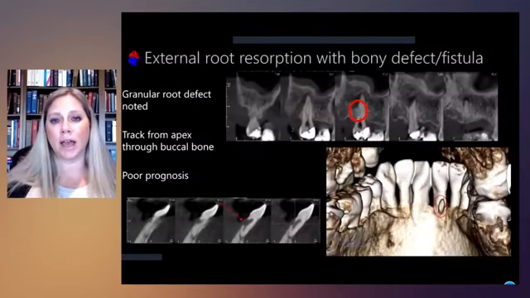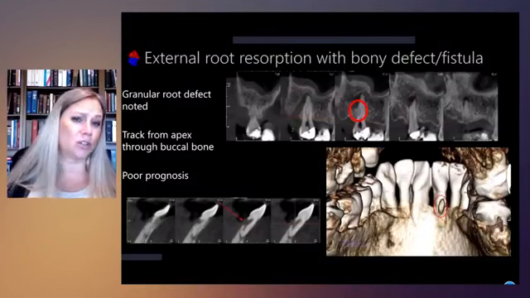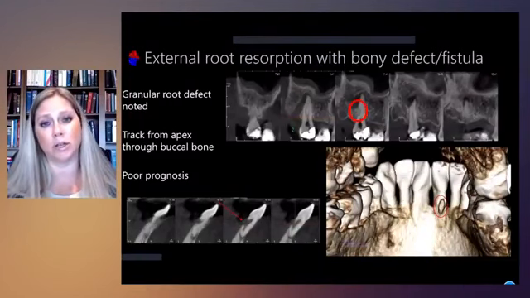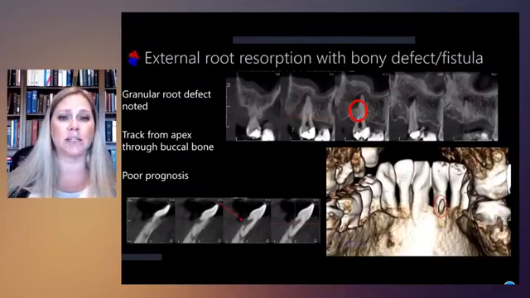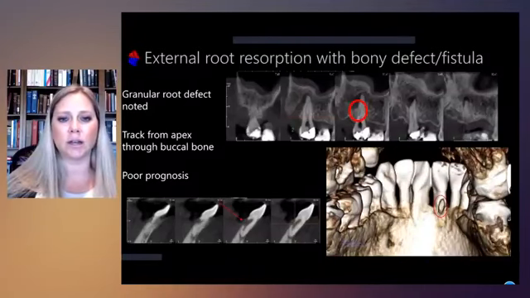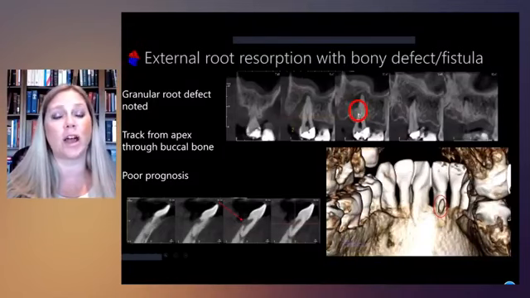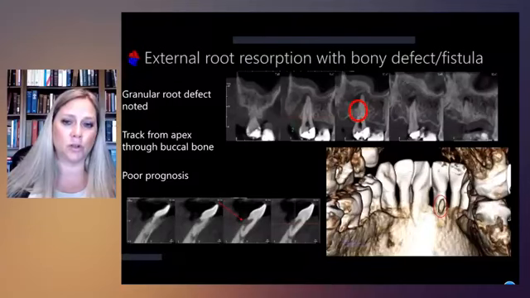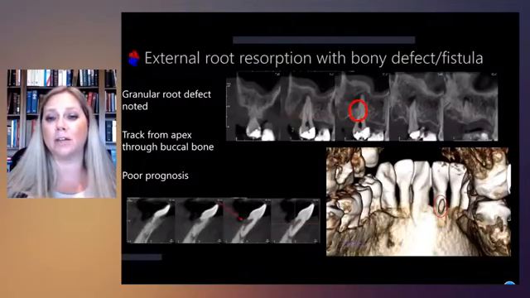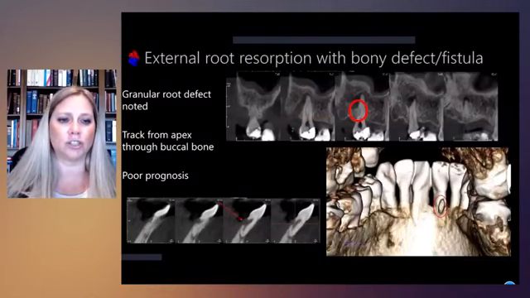Many times when we're looking at particular cases, we may not be sure if we have external versus internal root resorption based on our 2D imaging. We can take multiple images trying to see if that has moved, but with CBCT, it makes it much easier for us to determine what it is that we're looking at. And so in this particular case, we can see not only do we have a large draining fistulous tract, but it almost looks like something took a bite out of that tooth. We've got this granular hypodensity on the distal aspect of the tooth. Lets us know that yes, we do have external root resorption along with that draining fistulous tract.